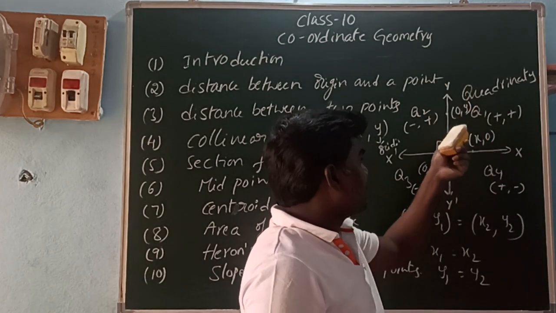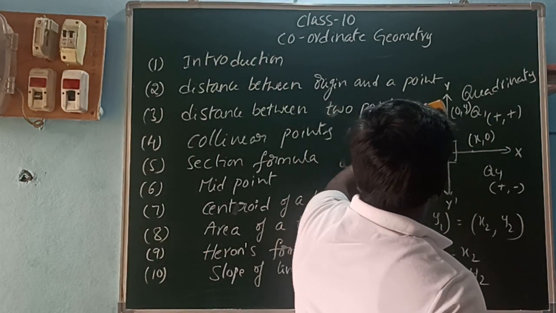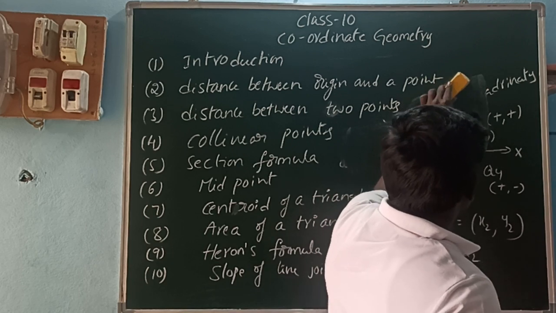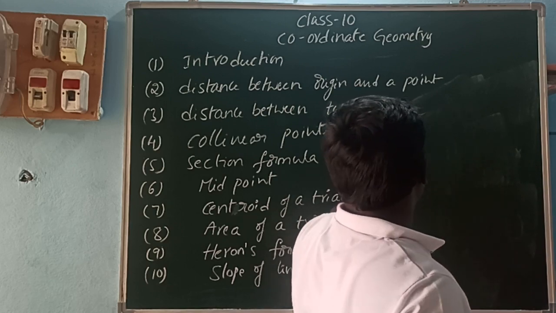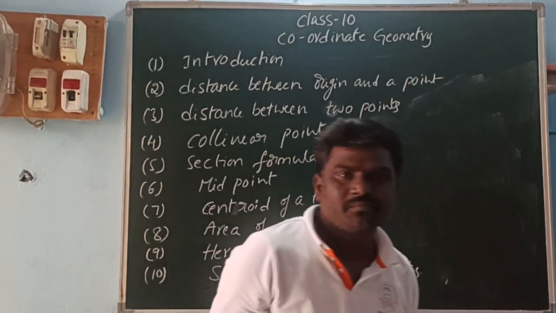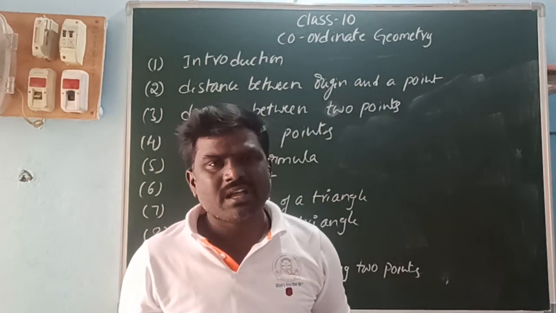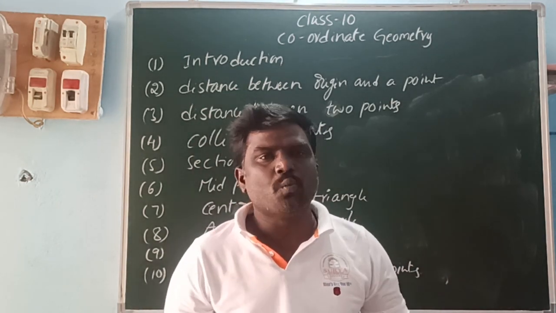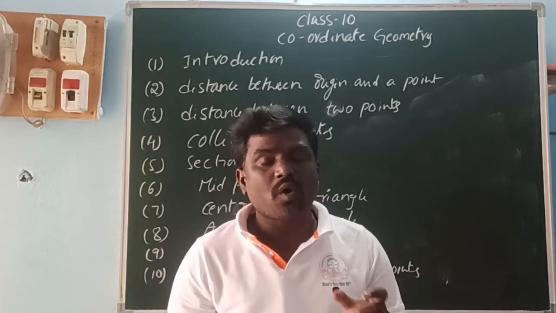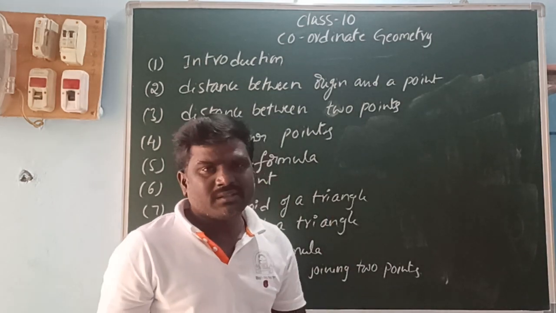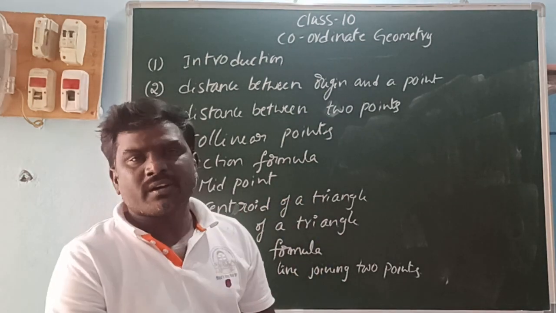So a point on y-axis, its general form is 0 comma y. So next, the two axes, x-axis and y-axis, in a plane surface, that plane surface is called coordinate plane or coordinate axis. Okay, what is the chapter? Coordinate geometry. So coordinate means in a plane surface, the x-axis and y-axis. So the two axes are called coordinate axis or coordinate plane. In this coordinate plane, we can measure the geometry, we can measure the objects. So that is called coordinate geometry.